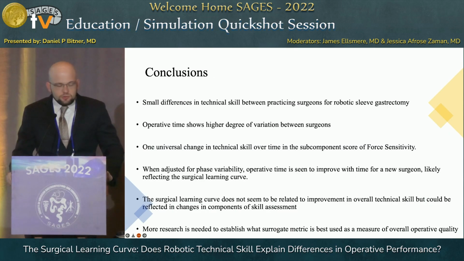So just to conclude, there were some small technical differences between surgeons for robotic sleeve gastrectomy. Operative time showed higher variability and does seem to correspond to the surgical learning curve when you look at that novice surgeon. But we don't think that technical skill can explain most of that variability or that learning curve. We need to do a lot more work to define what is the best surrogate metric to use for surgical learning curve analysis, though.